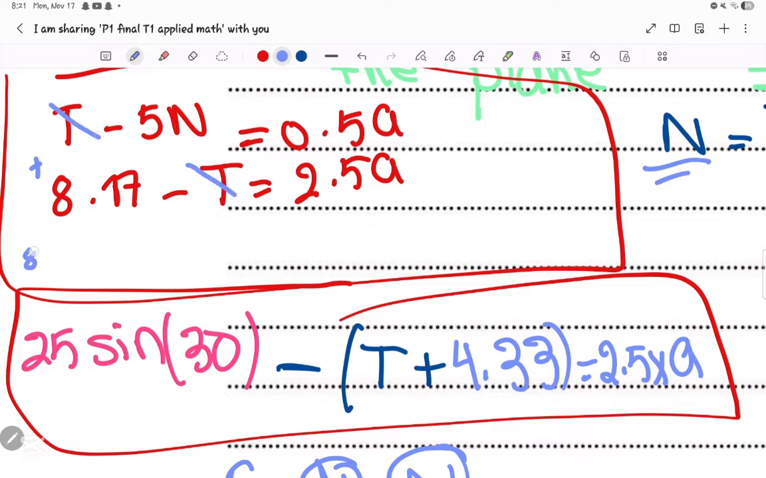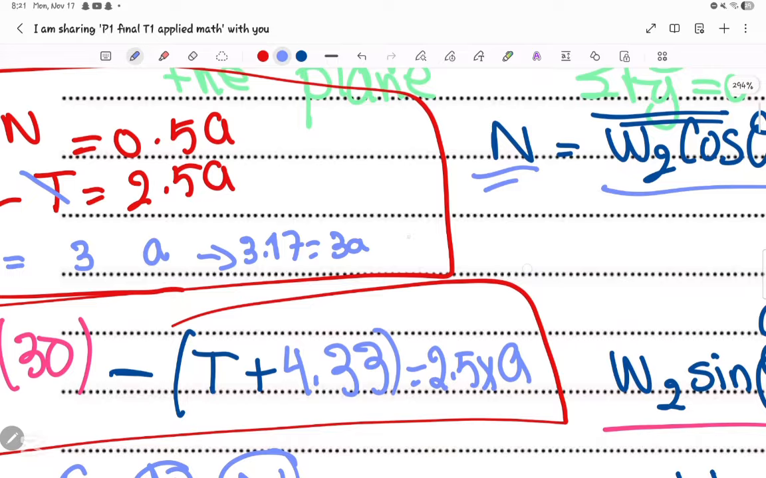I'm left with 8.17 minus 5 newtons is equal to 0.5 plus 2.5, which is 3A, acceleration. So 8.17 minus 5, that's going to be 3.17, right? So 3.17 is equal to 3A. A is then equal to what? A is equal to 3.17 divided by 3, which is 1.06 meters per second squared.